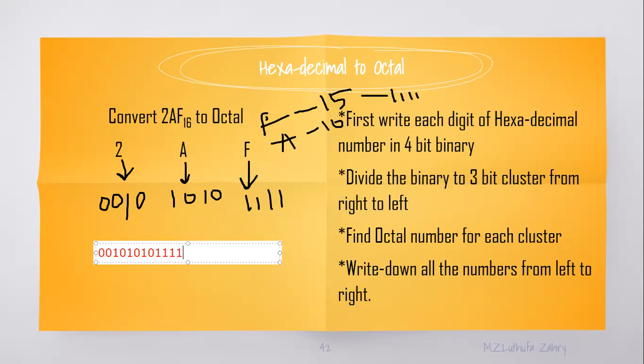When you write it together, then what you have to do? As I said earlier, now as you are converting to octal, divided into 3-digit clusters. Okay, so now get it done. It's not clear. Wait, let me show you clearly. 0 0 1 0 1 0 1 0 1 1 1 1.